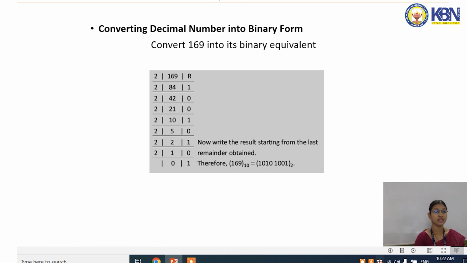Let's see, again we have to repeat the process. Now we are converting a binary number to decimal form. I am converting now a decimal number to binary form.